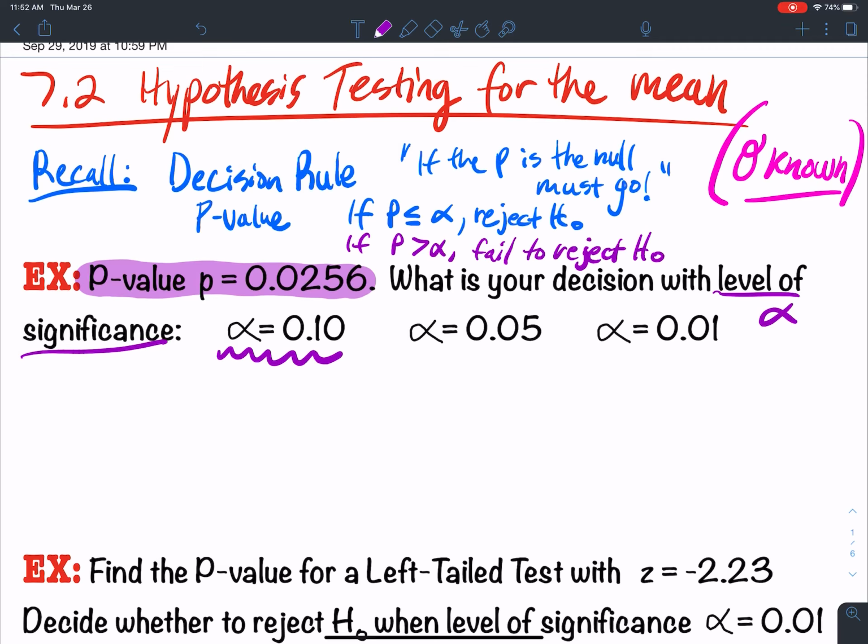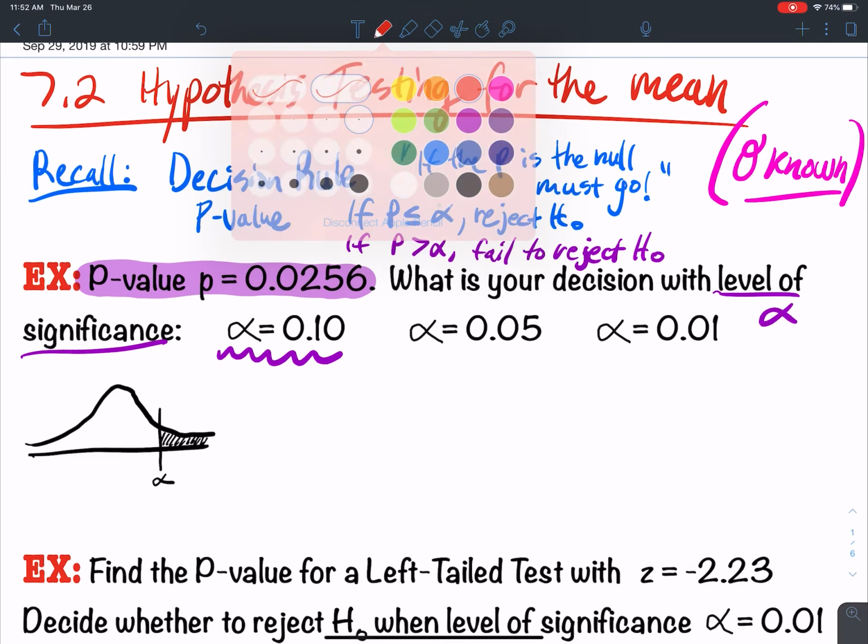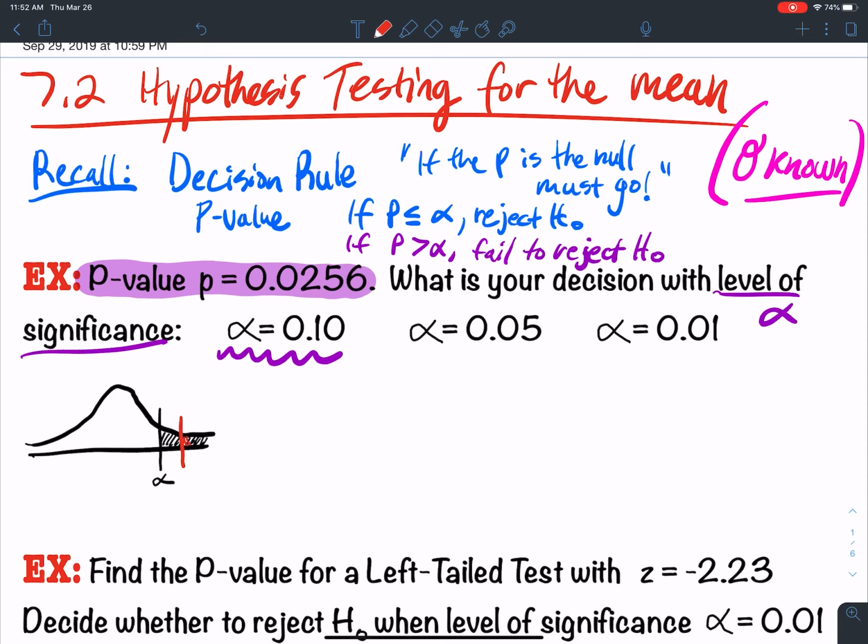The p-value that we calculated, so let me draw you a picture here, give you an idea. I'm just going to assume, without loss of generality, it's a right-tailed test. So we're given some alpha cutoff point. This is my alpha cutoff point. Any p-value that's smaller than alpha, that area over here is smaller than alpha. I will say the p is low, the null must go.